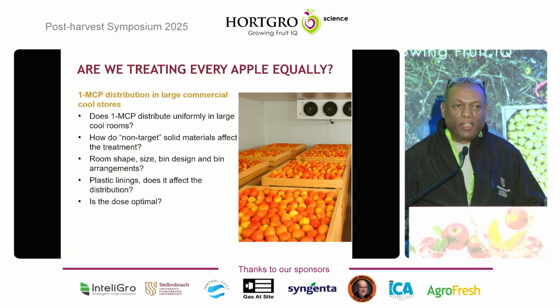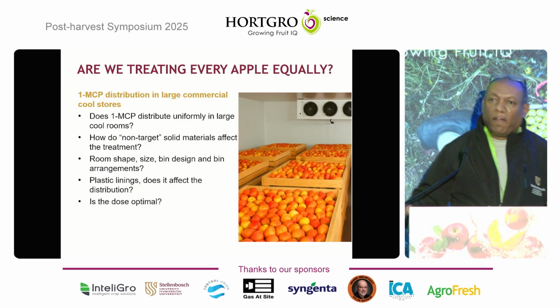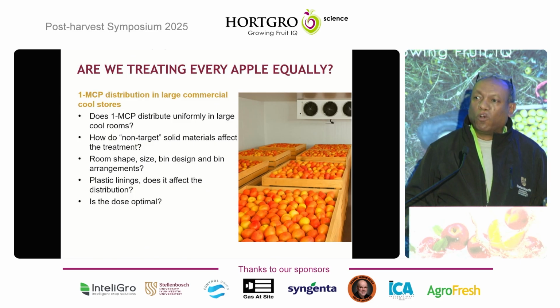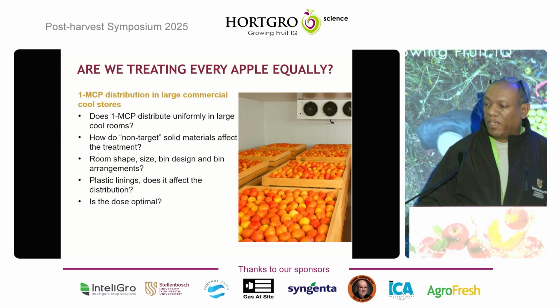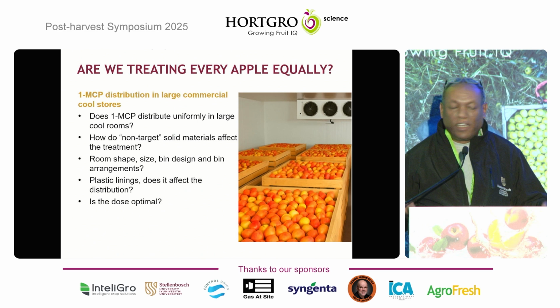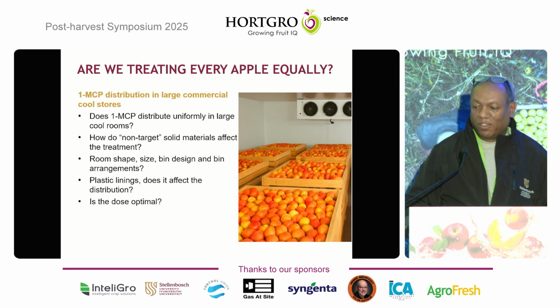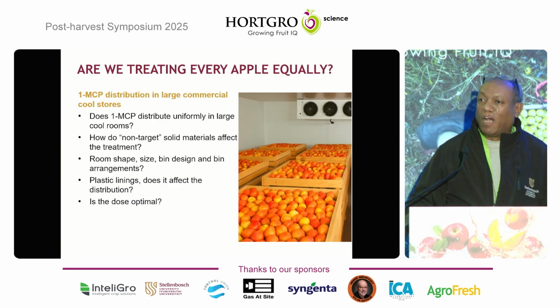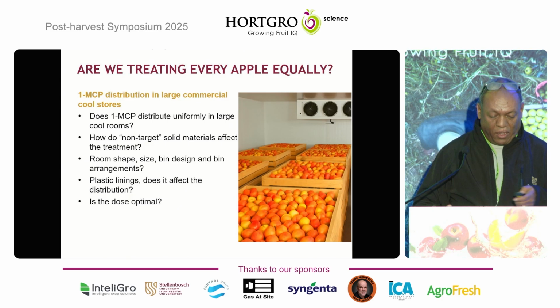And sometimes in the storage, we put plastic liners to prevent moisture loss from the fruit. Will that affect the gas distribution? That is also another question. And the dose aspect. Dose aspect is quite tricky. We should stick to a prescription, but we try to quantify how much 1-MCP we really need to satisfy the ethylene binding site.